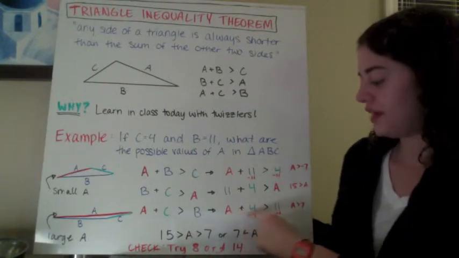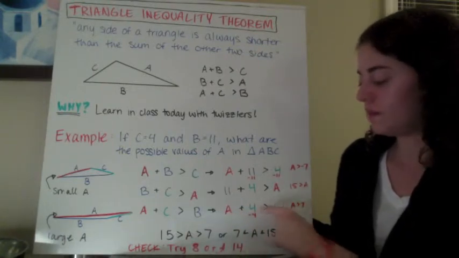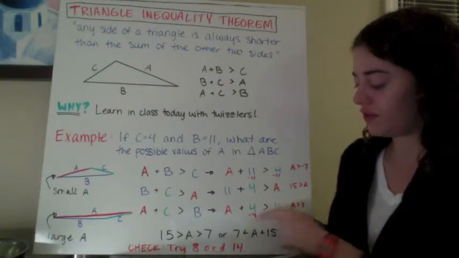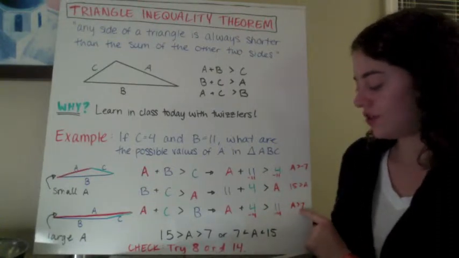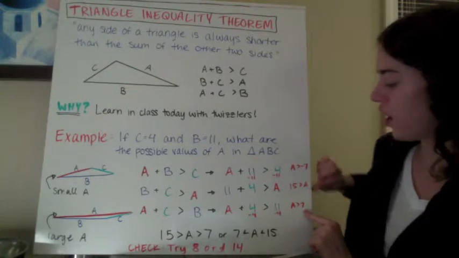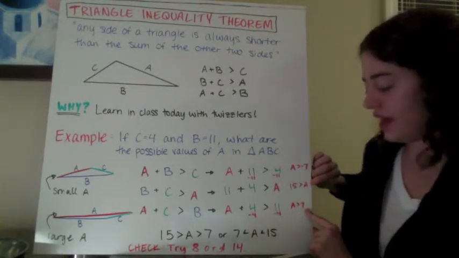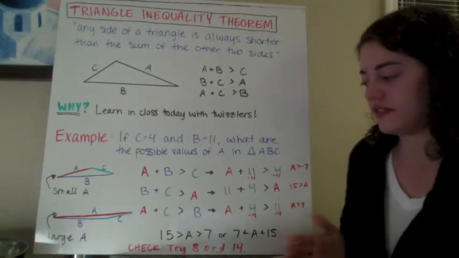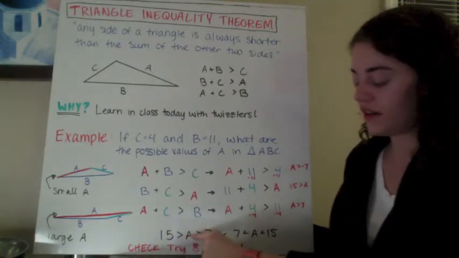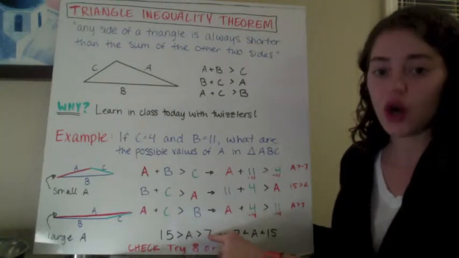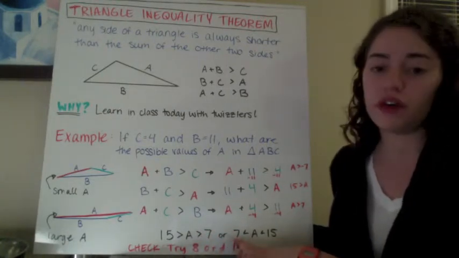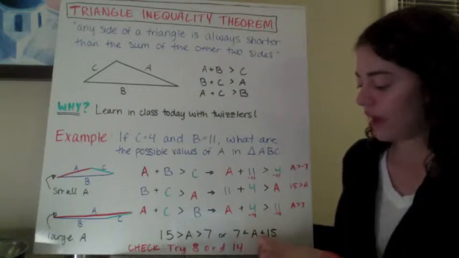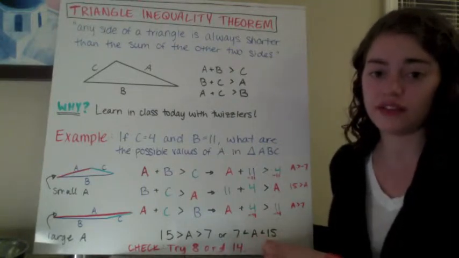Lastly, we have A plus 4 is greater than 11. We need to get the 4 over to the other side, so we subtract 4 from both sides. A is greater than 7. So we have 15 is greater than A, and A is greater than 7. So A is between 7 and 15. So 15 is greater than A, which is greater than 7, or we usually write it with the smaller number first to say that 7 is less than A, which is less than 15.